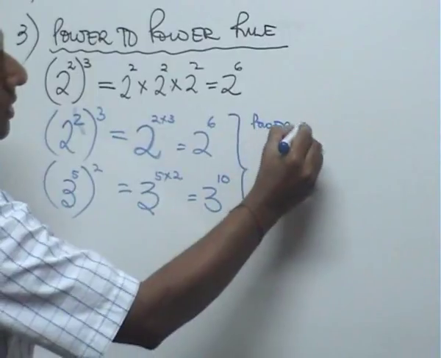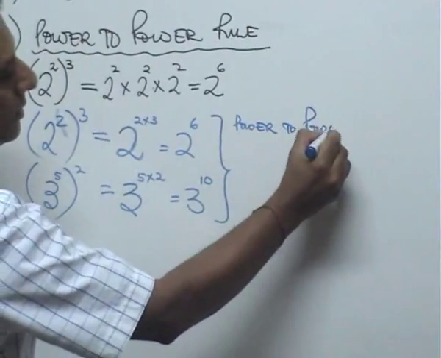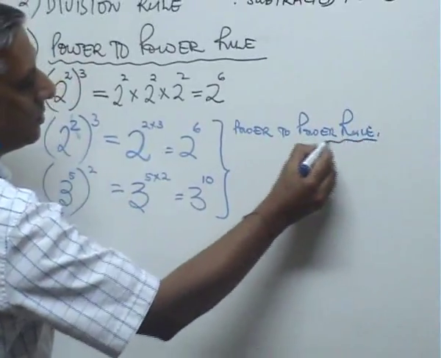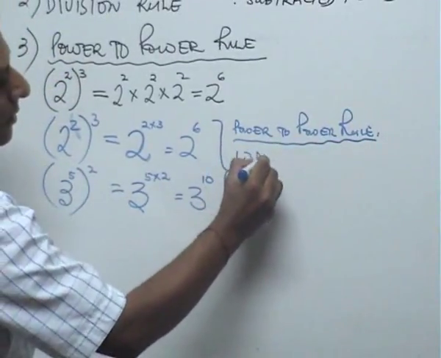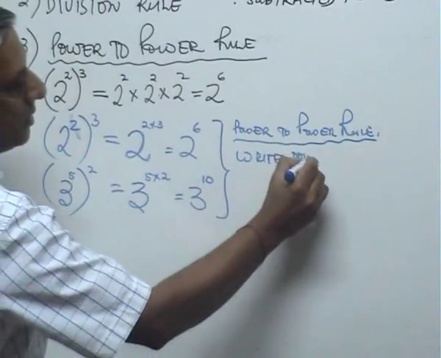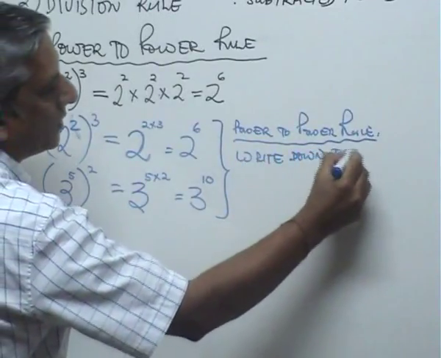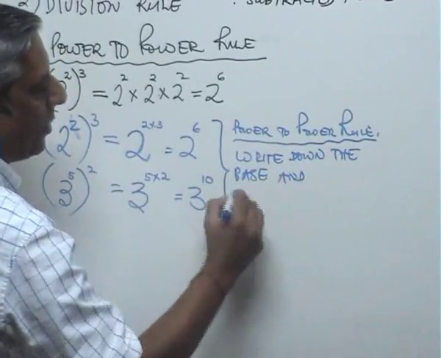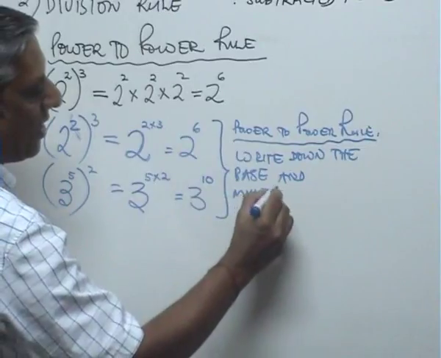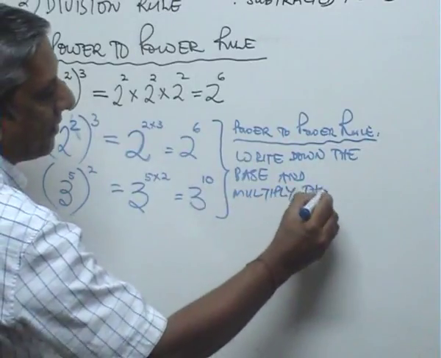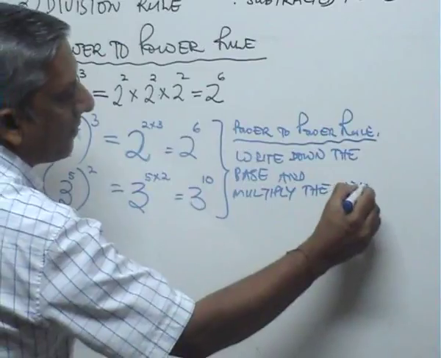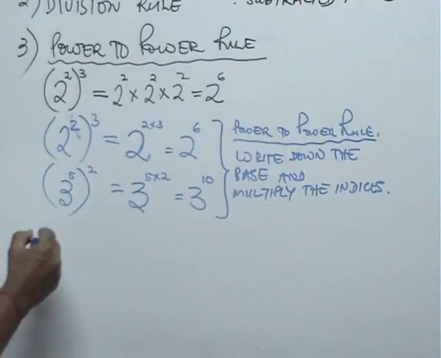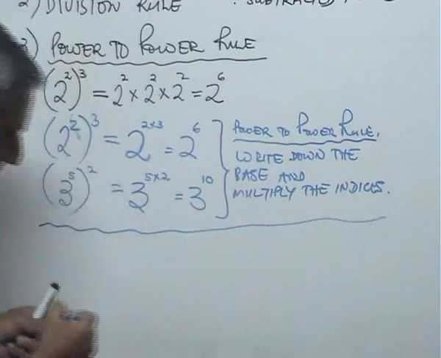Power to power rule. Write down the base and multiply the indices. All right. So let's do a few more examples.